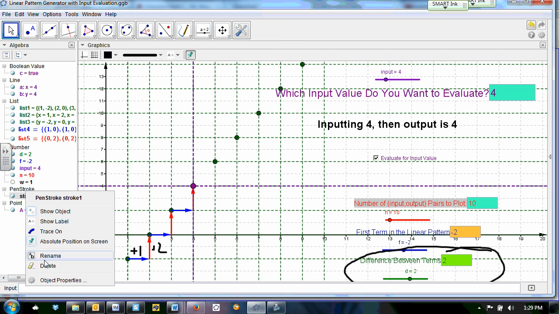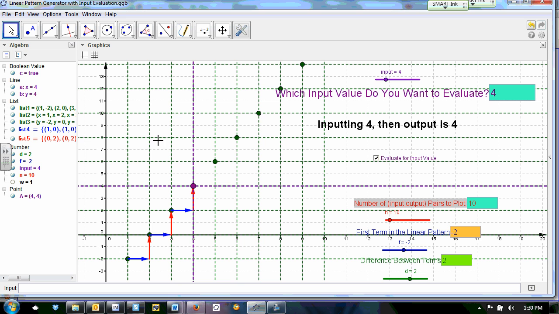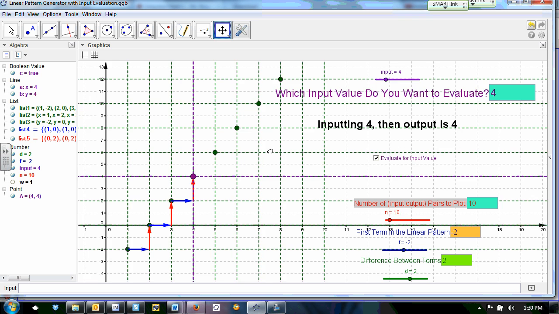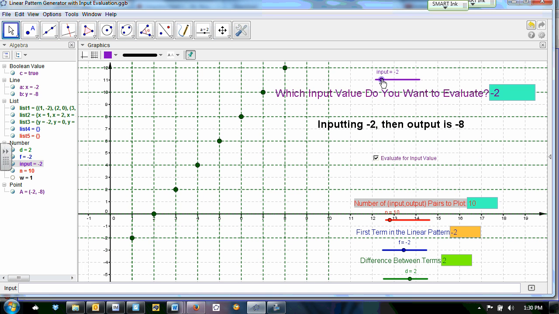Okay, so now what I want to do is I want to relate to this pattern our simplified form. These are equivalent, right? We've just simplified this formula, this rule, to look like 2n minus 4. But let's think about what this means. 2n minus 4. Okay, so let's look at our rule here. It looks like our first term is -2, and if I go back down to the first term, oops. Okay, here's our first term.